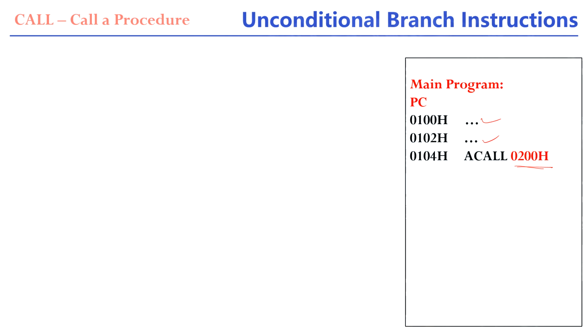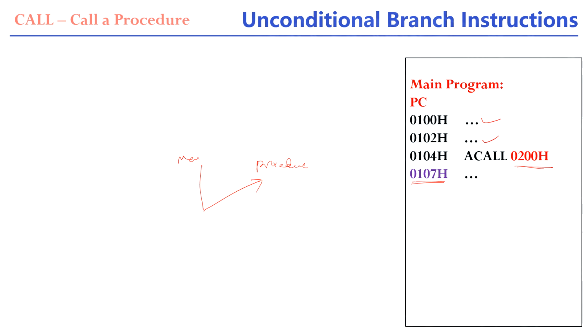a call instruction. Whenever a call instruction is executed, first the stack pointer is incremented by 2. While executing the call instruction, the PC is having this value. And one more important thing, when you are going from mainline to subprogram, let us consider a procedure.